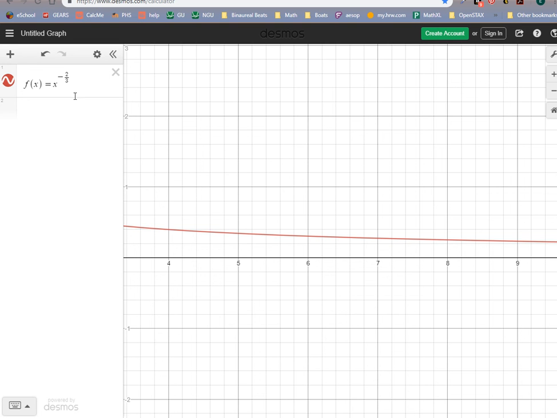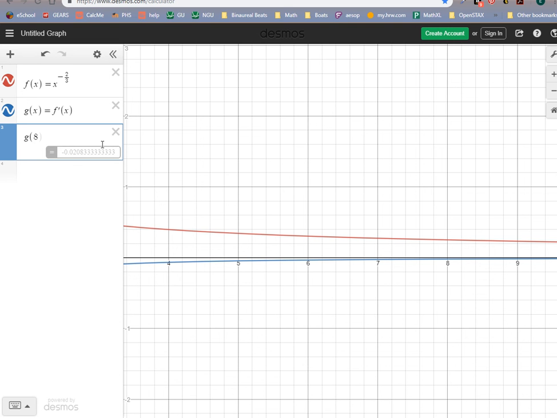On Desmos, if I want to do a derivative function, all I've got to do is say something like g of x equals f prime of x, and it gives me the derivative function right there. That's really cool. So if I want to know the slope of the curve at 8, all I've got to do is evaluate g of 8, and there it is.